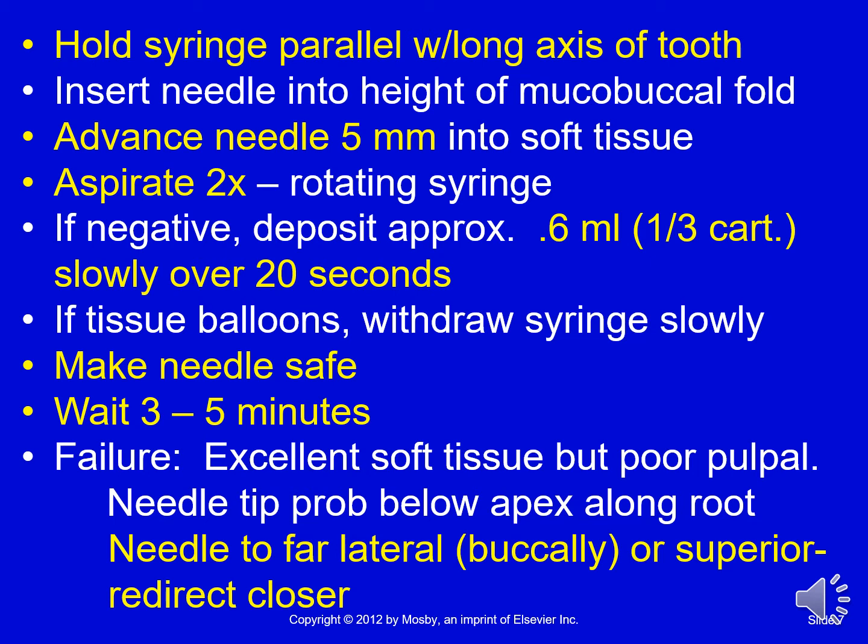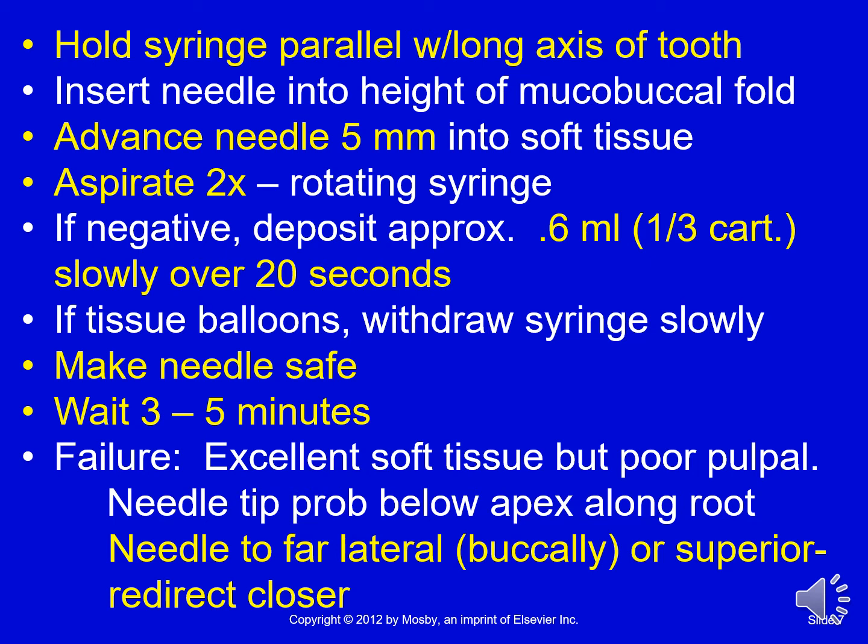A short needle is 20 millimeters long, so 20 divided by 5 is 4, so you're going to have 4 sections of 5 millimeters. So you should only see the first 5 millimeters, a quarter of your short needle, going in. You're going to aspirate, and if there's a negative aspiration, you are going to deposit a third of a cartridge slowly over 20 seconds. And that's important to know also.